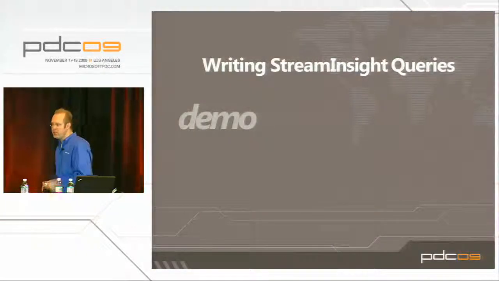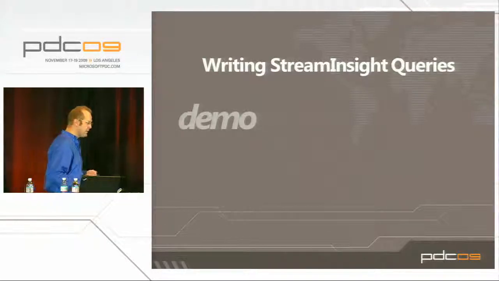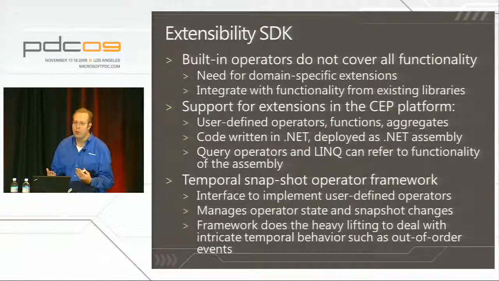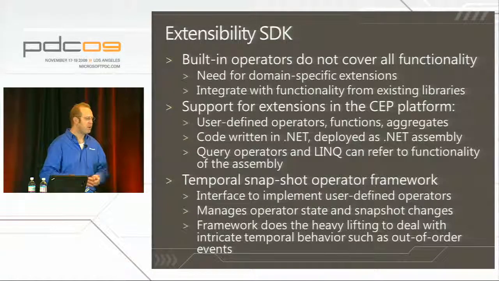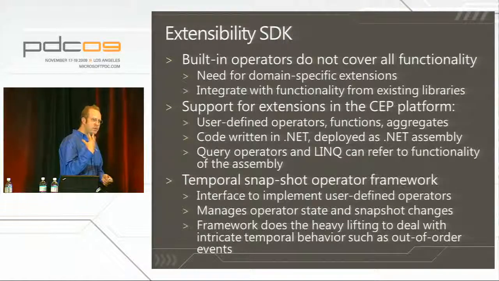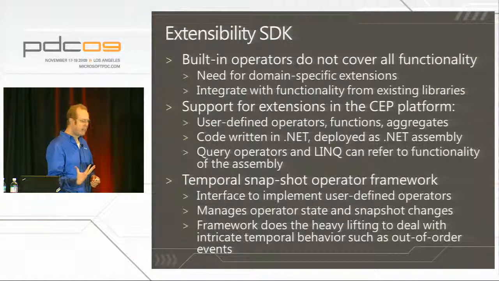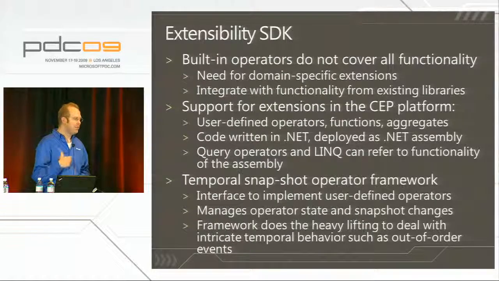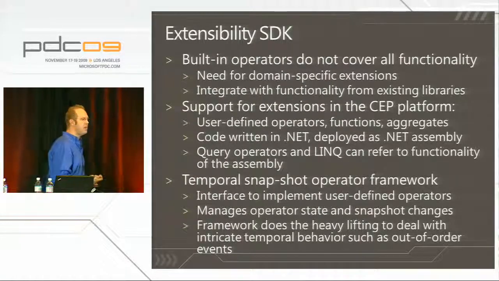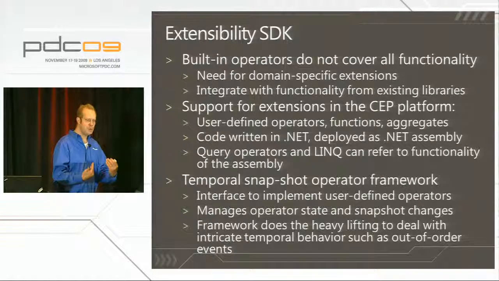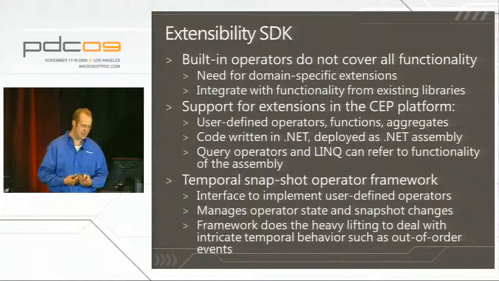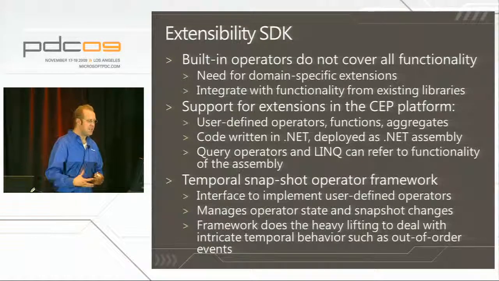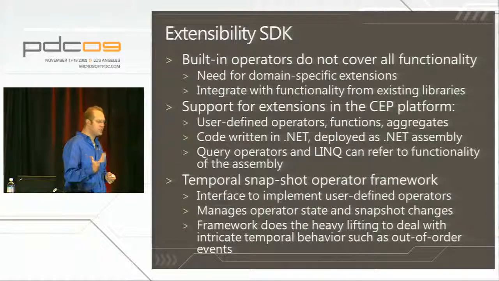Okay, let's switch back. So that was a very simple example about writing queries and writing applications. Let's have a look at a couple of the additional features that are very important if you want to provide StreamInsight as a platform for event processing across various different domains. The different operators that come with StreamInsight out of the box are likely not going to cover all of the functionality that you need. Probably 80% is covered, but for the remaining 20% that's domain specific, you may have to build your own functionality. The way that we allow you to do that is by providing an extensibility SDK that gives you the ability to write your domain-specific extensions, to include existing libraries that you have already built for your domain that do some calculations, some processing for you.